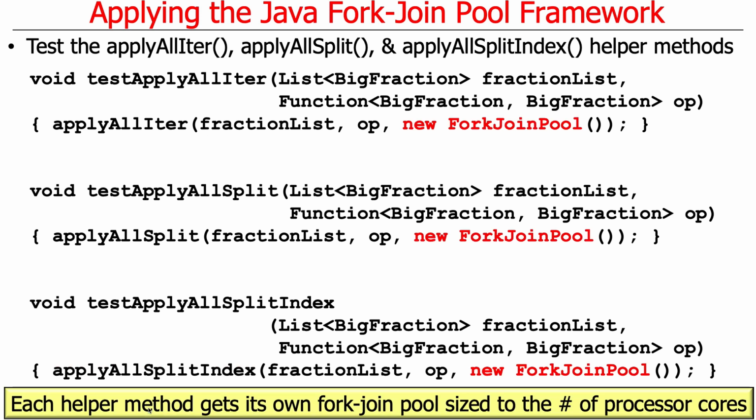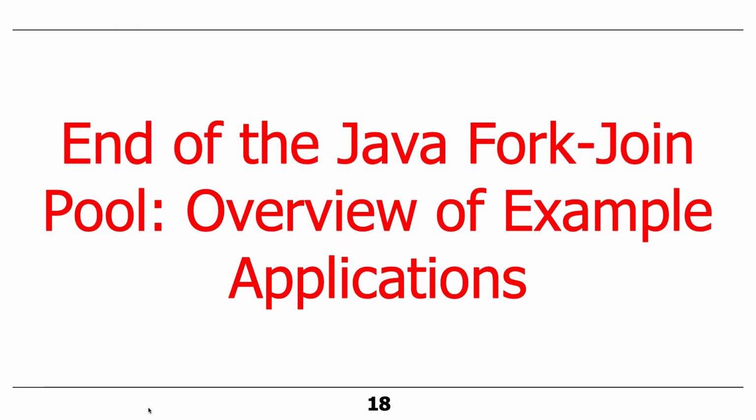Each of the helper methods gets its own fork join pool. And as you may recall, if you say new fork join pool and you don't give any other parameter to the constructor, that will create a fork join pool that's sized to the number of processor cores. Okay, so that's the main thing I want to show you here with this particular example.